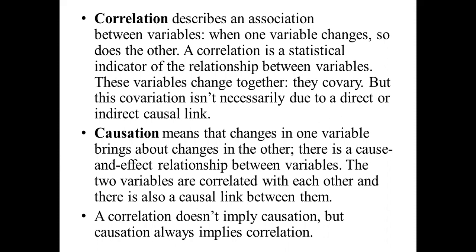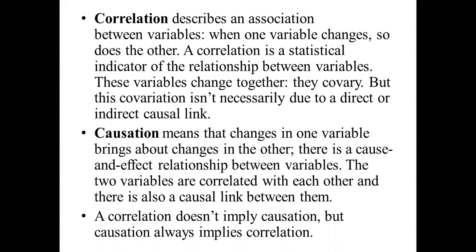Whereas causation means that changes in one variable bring about changes in the other. That is, there is a cause and effect relation between the variables. The two variables are correlated with each other and there is a causal link between them. So here causal means that one variable x causes y to happen. Here we are talking about the origin: why is the origin of y x? But in case of correlation, x and y already exist, and how y will change based on x is given by the correlation.